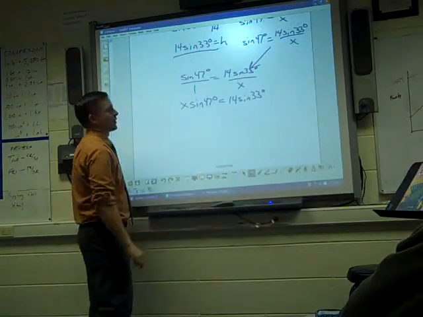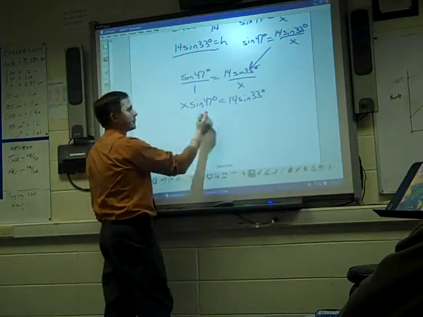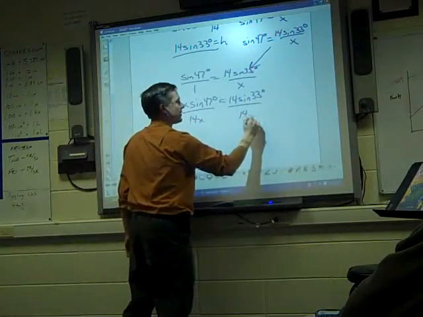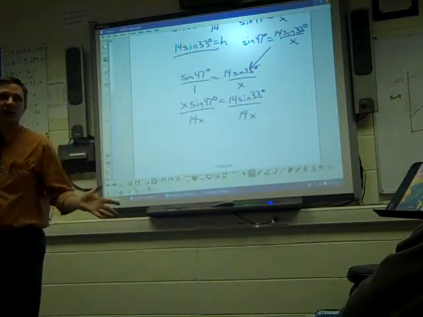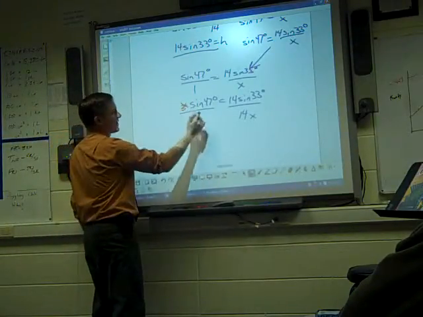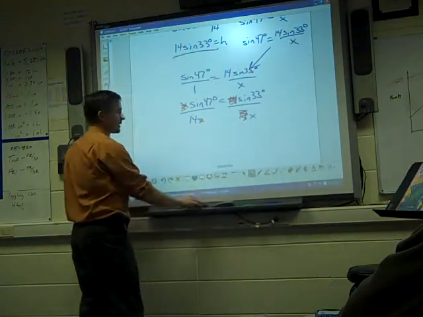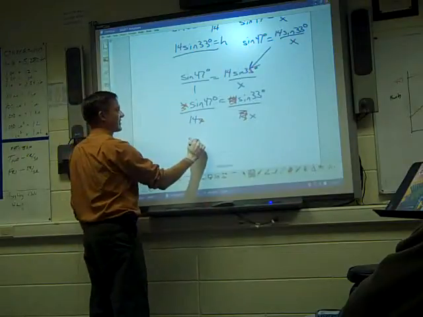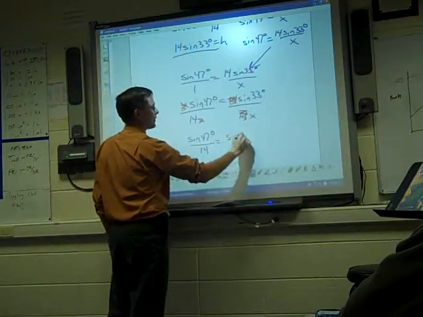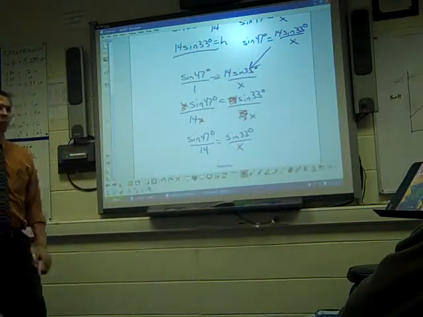Now this is where I'm going to get a little weird on you guys. I want you to look what I'm going to divide by 14x on both sides. Does everybody agree I can, right? I can do anything I want as long as I do it to both sides. And what happens? The x's cancel, and the 14's cancel. All right? And I'm left with sine 47 over 14 equals sine 33 over x. And you're saying, well, Mr. Anderson, that didn't solve the problem.